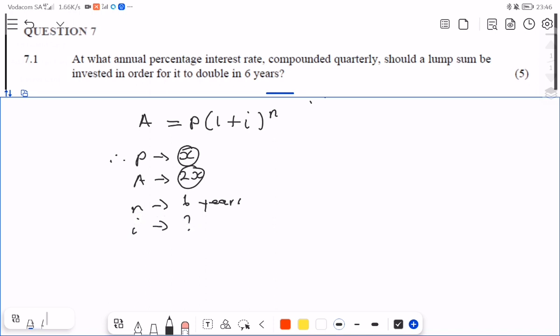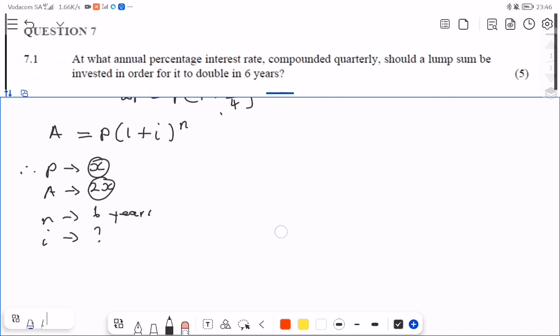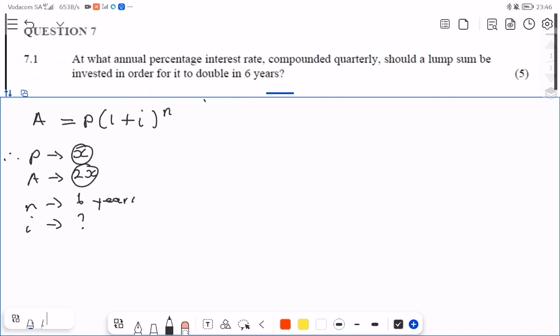Let me substitute everything here. A is going to be 2x equal to P, which I'm going to put as x, times 1 plus the interest I'm looking for. Since it's compounded quarterly, interest must be divided by 4 and n must be multiplied by 4, so it's going to be 6 times 4.